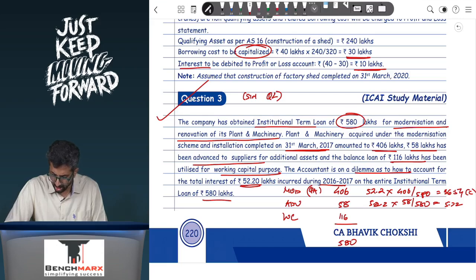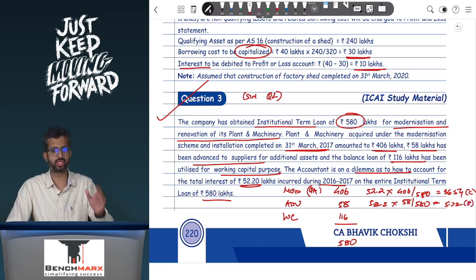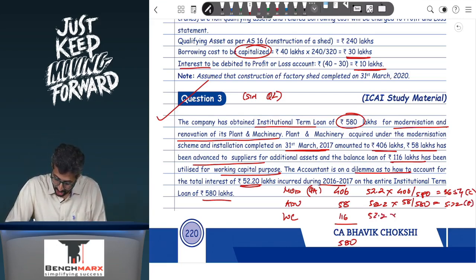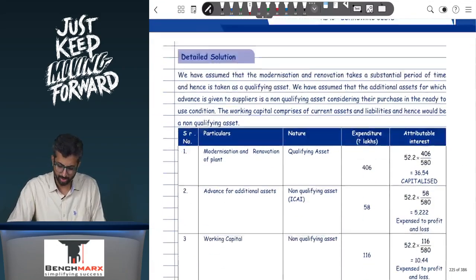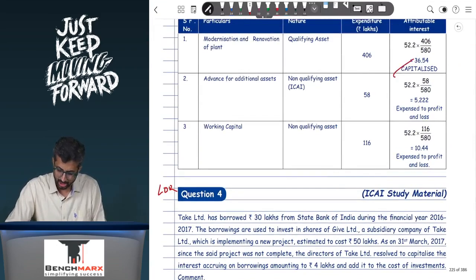Well, this is for an advance for additional assets. Institute does not assume these advances or purchase of assets to be qualifying, and hence it will go to the P&L account. And similarly 52.2 into 116 upon 580 will come to probably 10.44, which will also be expense to the profit and loss account. So over here this will be your breakup of the entire. So this is 36.54 capitalized, 5.22 expense to the P&L, and even 10.44 expense to the P&L.